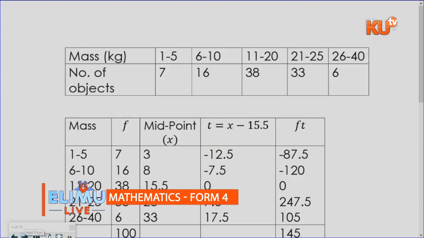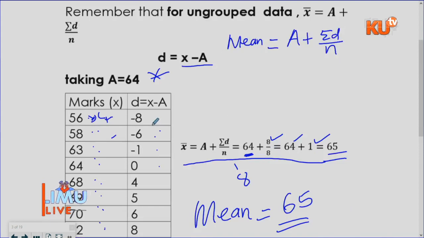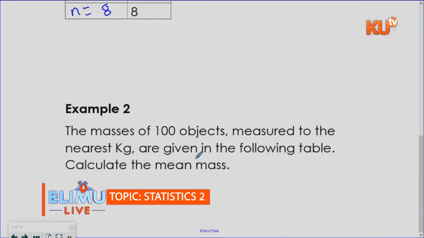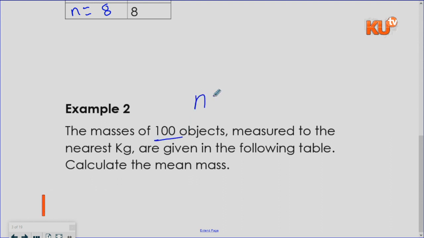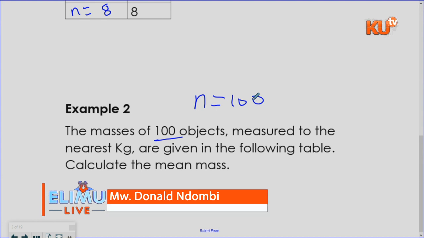Then we look at another example now. Example 2. Example 2 says, the mass of 100 objects measured to the nearest kilogram are given in the following table. I can give you 30 seconds to copy that, but you only need to note this one here, mass of what? 100 objects. That tells us directly that n is what? 100. So look at the table.